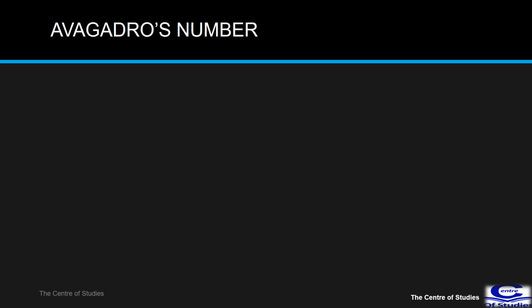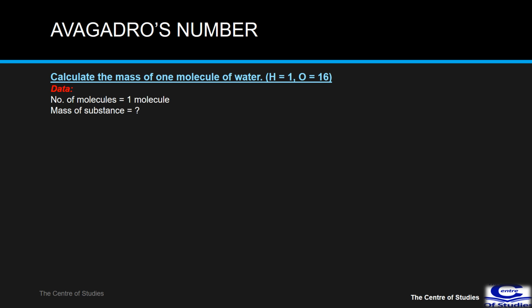We can use the Avogadro number to calculate the mass of a substance as well. Here's an example. Calculate the mass of 1 molecule of water. Making the data first, number of molecules is equal to 1 molecule. You have to find the mass of the substance. Since we require the formula mass, the formula mass of water is equal to 18 AMU and the Avogadro number.